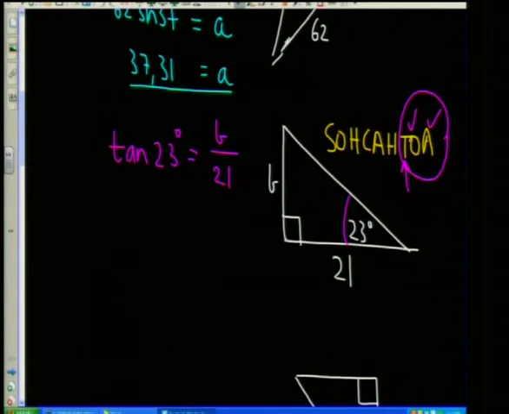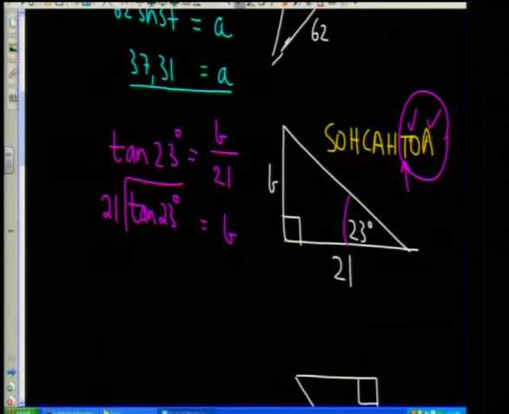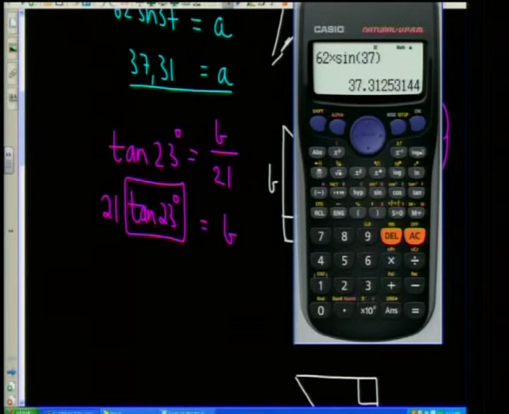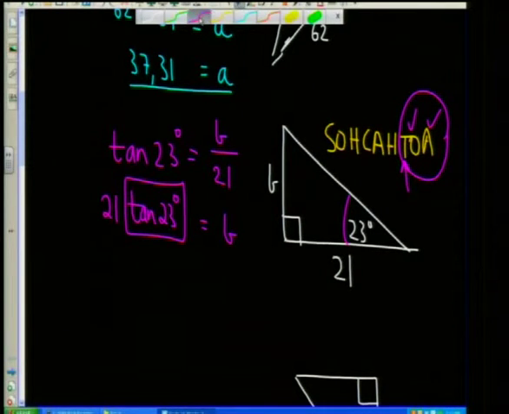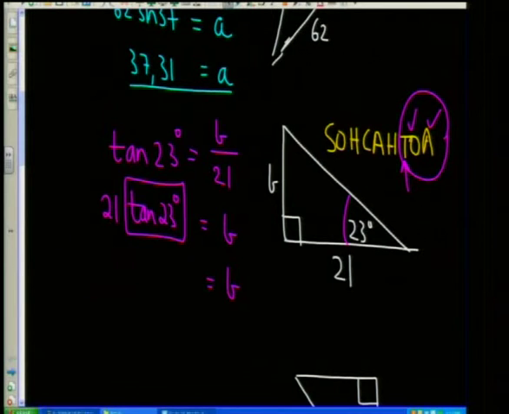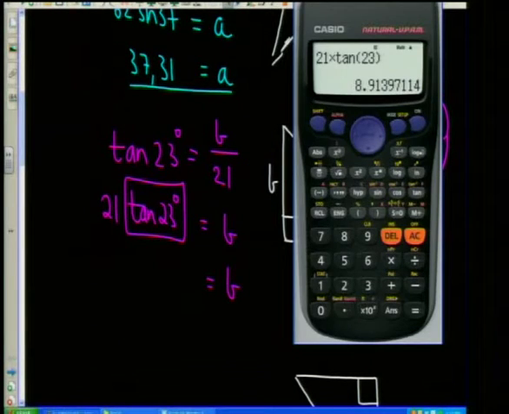Again, I want to solve for B, so I want to multiply this side by 21. Look where I'm putting it. It's 21 times the tan of 23, because this gives me the ratio, and then I need to multiply by 21. It's not tan of 23 times 21, so I'm not taking the angle and multiplying that by 21. So now I can go to the calculator and say 21 times the tan of 23 degrees, and that gives me 8,91. So B is 8,91.